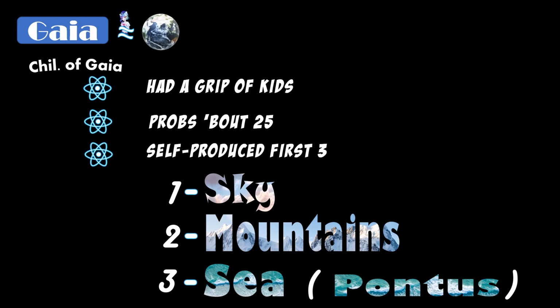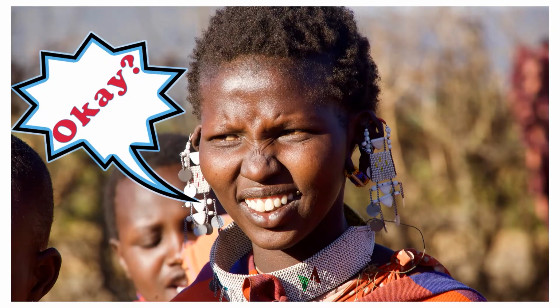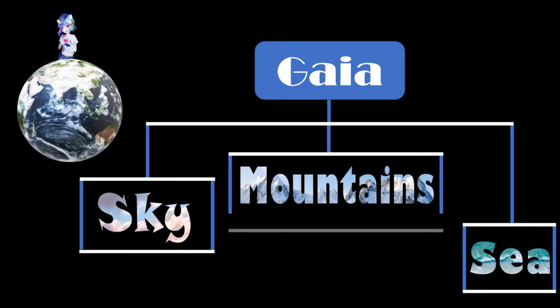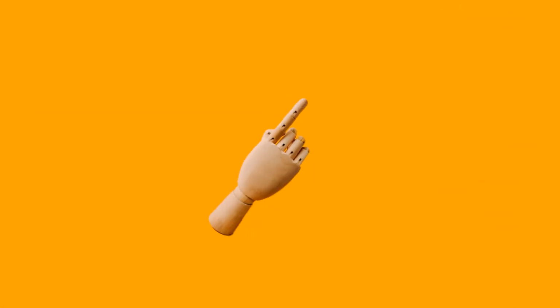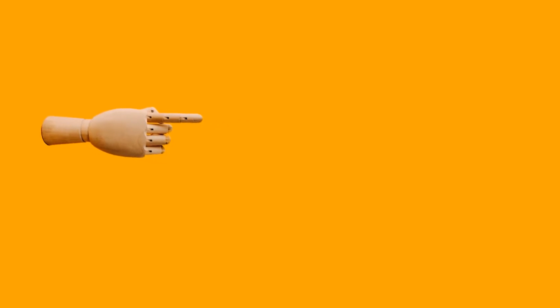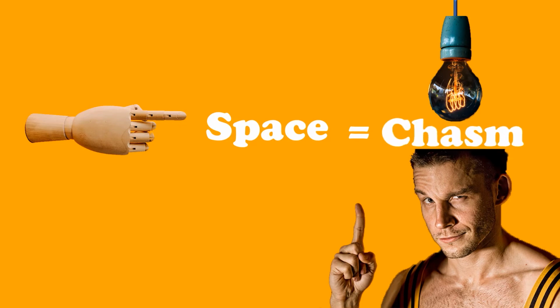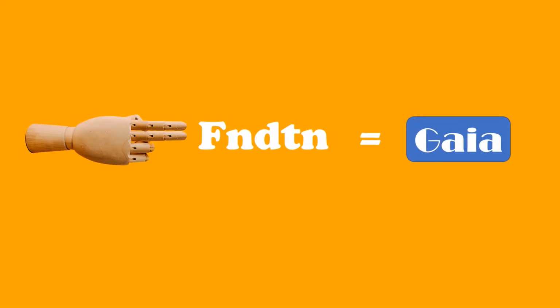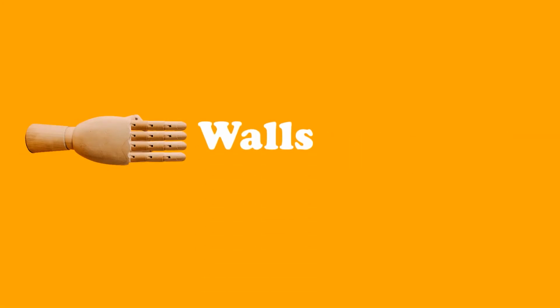The idea that these three kiddos came from Earth might seem weird and random, right? But imagine you want to build a house. First, you need the empty space, which, as you might recall, is better known as Chasm. Once you know where you'll be building, then you need to lay down your foundation footings, which we'll call Gaia. Once you lay these down, you'll need some walls, which we'll call Mountains.